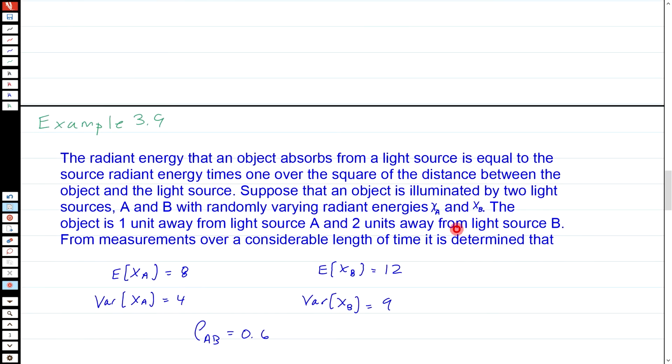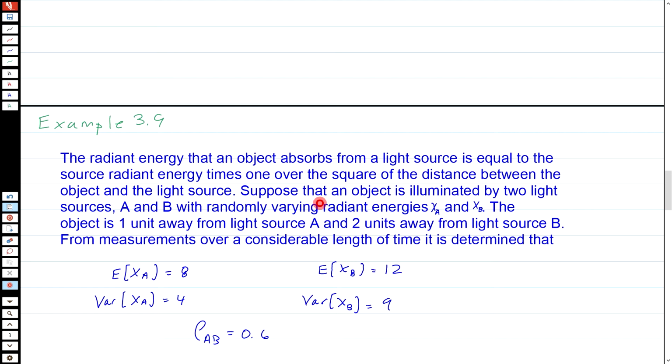So we'll illustrate this with an example. Let's suppose that the radiant energy that an object absorbs from a light source is equal to the source radiant energy times 1 over the square of the distance between the object and the light source. We know that this happens basically as the light radiates from a light source, its intensity decreases. And it decreases as a function of 1 over the square of the distance.